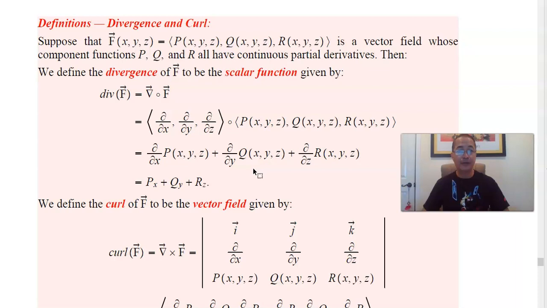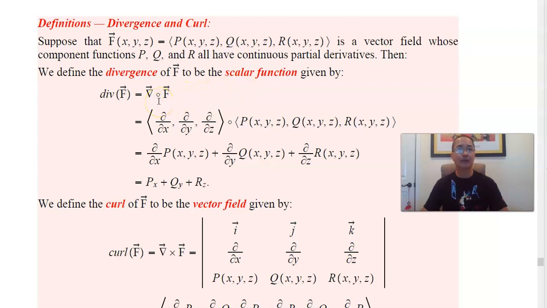Alright, so now we're going to upgrade what the del operator does. Instead of feeding it a scalar function, we're going to feed it a vector field. Okay? So we have F, a function with P, Q, and R as its components, and let's assume that they're all differentiable. So you can get partial x, partial y, partial z of all three components. So we are going to create the divergence of F, and the output will be a scalar function.